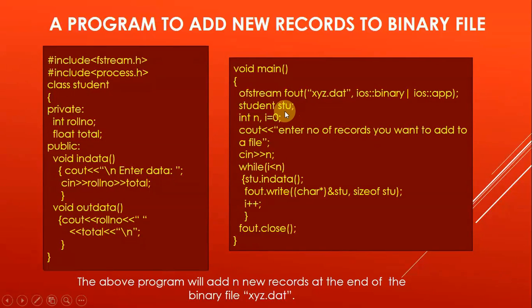And again, I will create an object of class student, and I will ask the number of records the user wants to add to the file. This is again cin >> n, and then while i is less than n, I will ask the user to input the data, whichever data the user wants to store in the file xyz.dat, and using the statement fout.write((char*)&s, sizeof(s)), the data which I read just now will be written onto the file associated with the object fout. So this loop will terminate when the value of i becomes equal to n, and after that I will close my file.